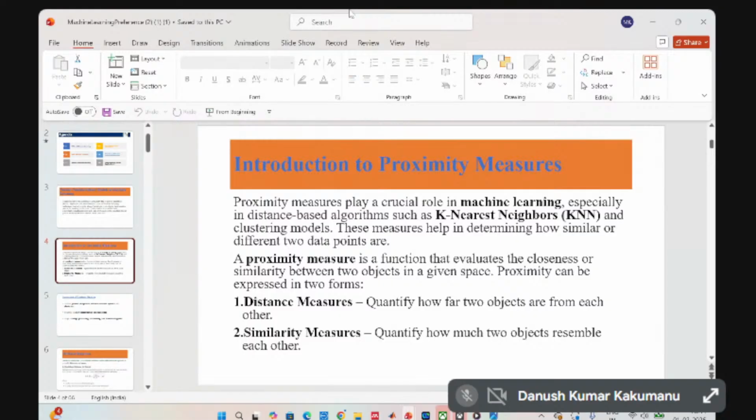See, in 100%, if I am getting similarity as 80%, did I get dissimilarity of 20%?